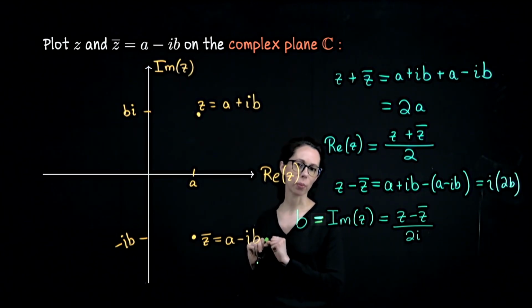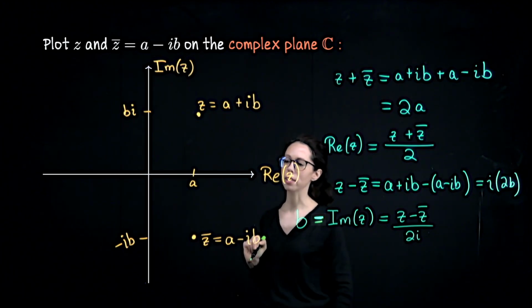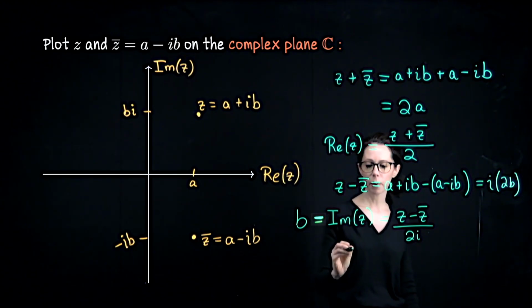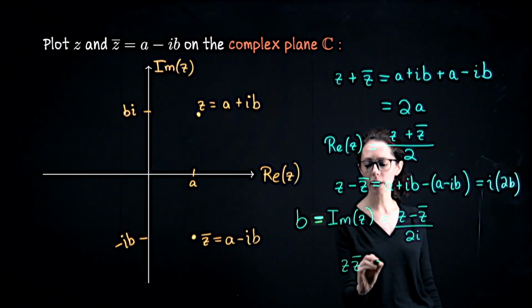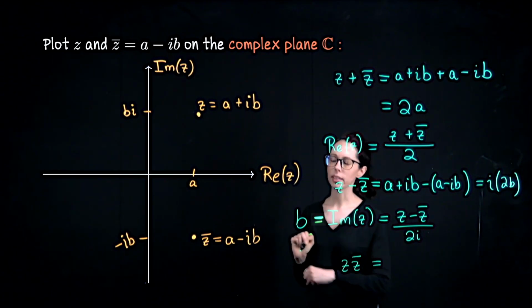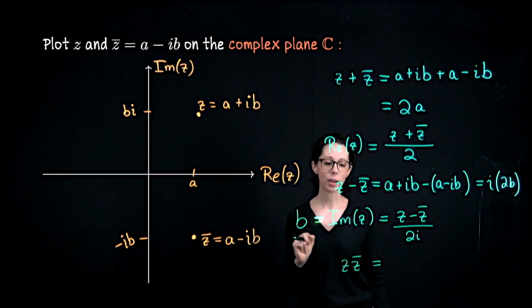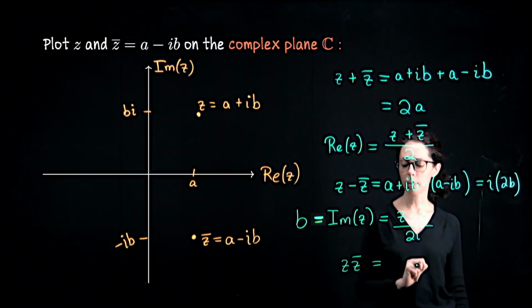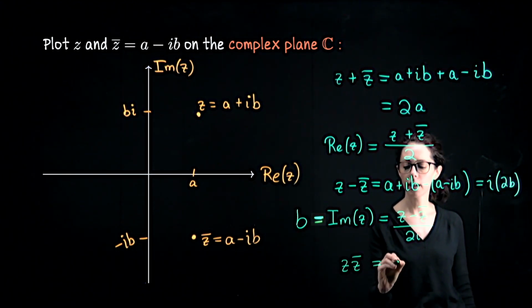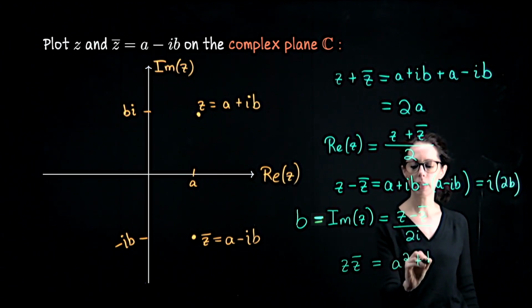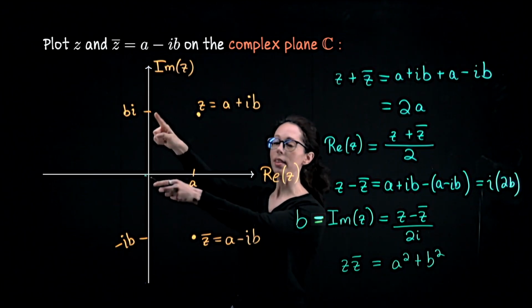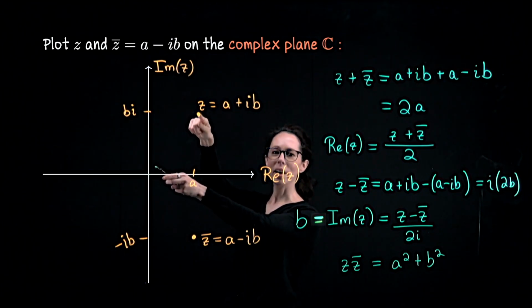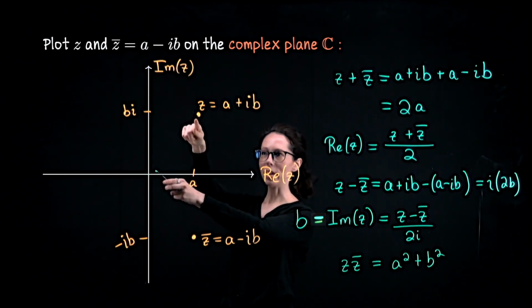There's one more operation I want to do with z and z bar here and visualize on this complex plane, and that is multiply them together. So what is z times its complex conjugate? We actually just did this when we did the division of 1 divided by z. So we know from the previous slide that z times z bar is going to be a squared plus b squared. That's this coordinate squared plus this coordinate squared. That's the square of this hypotenuse, if you will, right here.